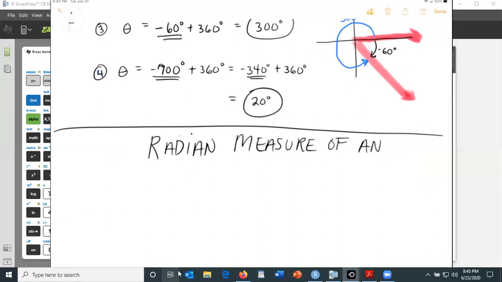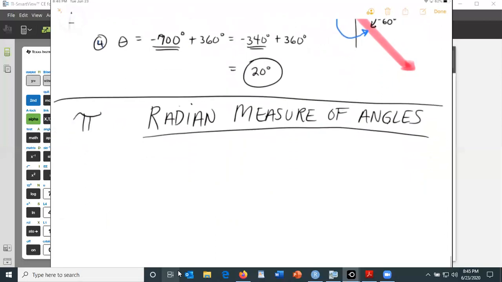All right, so now let's talk about radian angle measurement. If you like the number pi, remember pi? You're going to see that a lot in this.